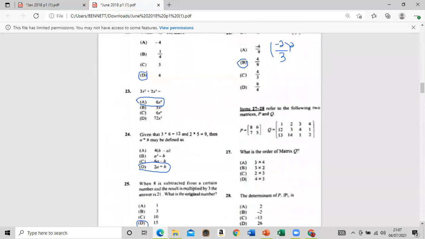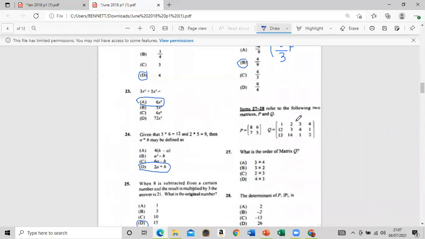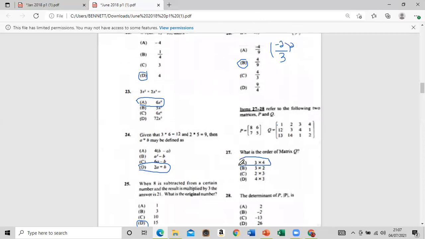Okay, everyone, I think this one, when we were in class, was wrong. It said, what is the order of the matrix Q? It's actually 3 rows, so it's 1 row, 2 row, 3 row, and 4 columns. 1, 2, 3, 4. So it's actually 3 by 4. I think we had said it was 4 by 3.